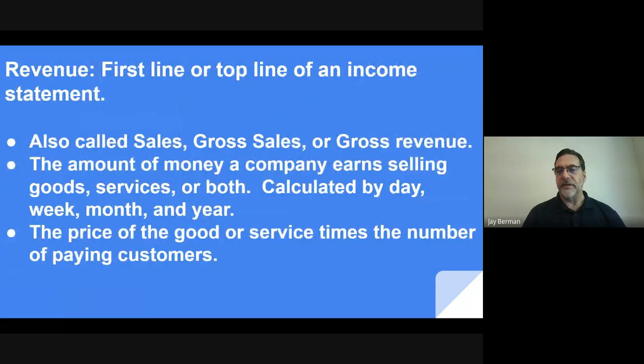So the top line of an income statement is called revenue. It is also called sales, gross sales, or gross revenue. It is the amount of money a company earns selling goods or services, or both. It's often calculated by day, week, month, and by year. And revenue is simply calculated by the price of the good or service times the number of paying customers.